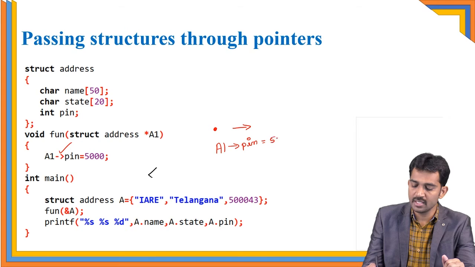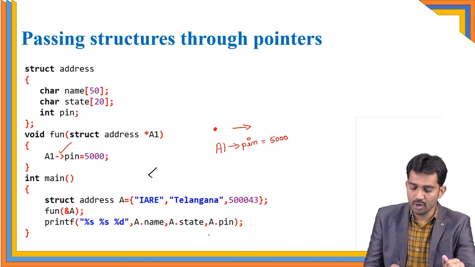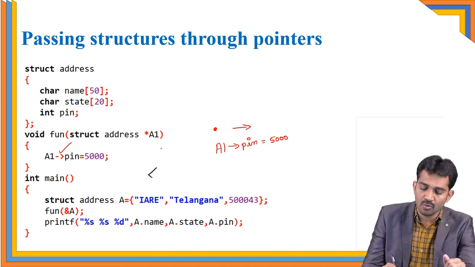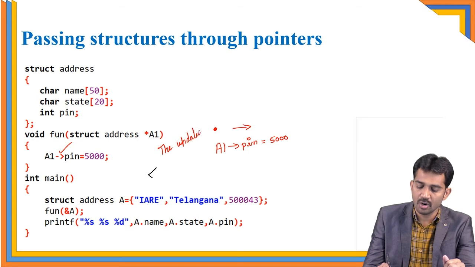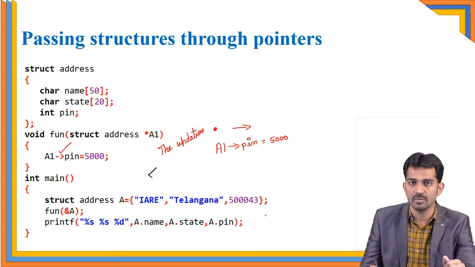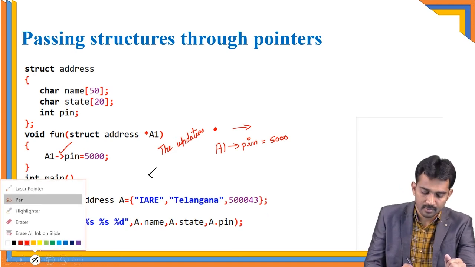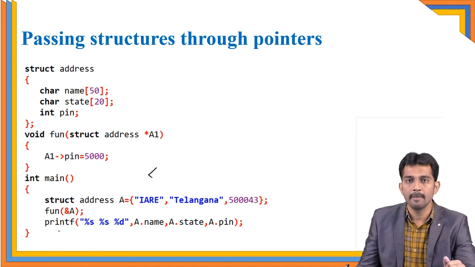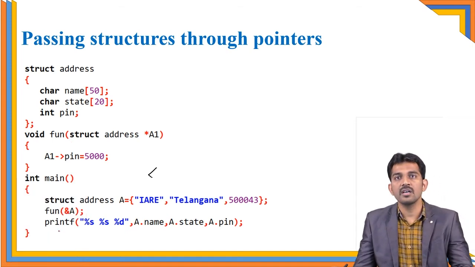equal to 5000 means if you print the data, it is going to print the updated value here. That is the difference with call by reference and call by value. Because the update which happens here will be reflected here also. Right? Is this clear? This is passing a structure through pointers.